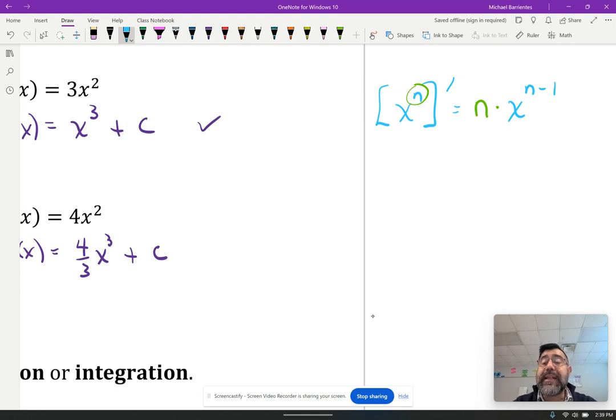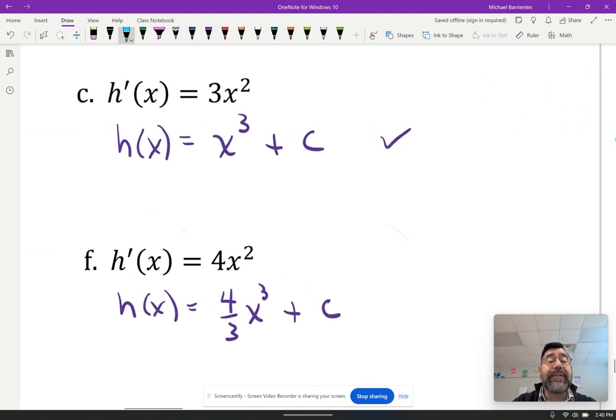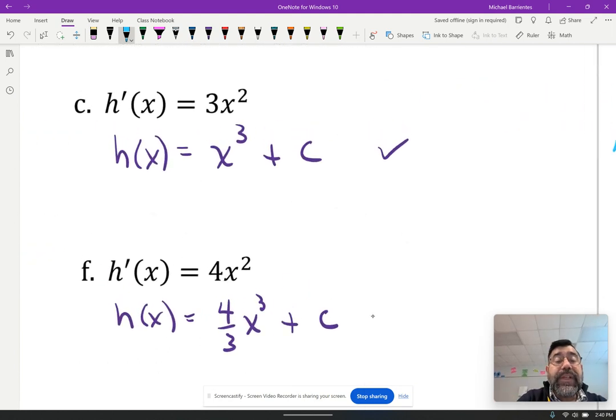The last thing I did here was take away 1 from the exponent. I subtracted 1. Why don't I add 1 to the exponent? And then instead of multiplying, I'm going to divide. Let me do it over here on the side. The 3 was already there. I add 1 to the exponent, and then I divide by the new exponent. That's going to reduce the 3's, and I'm left with x to the third.